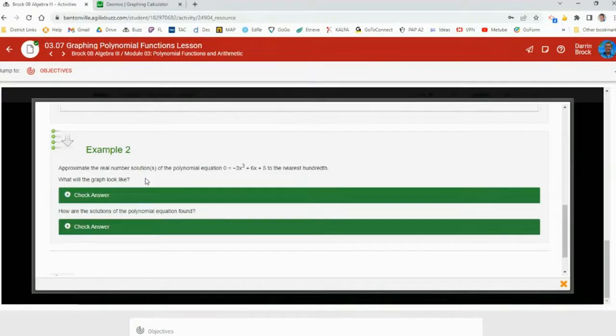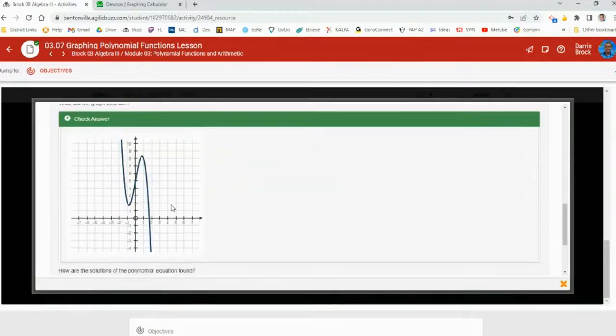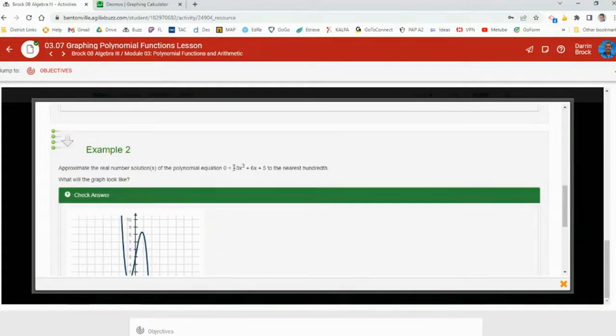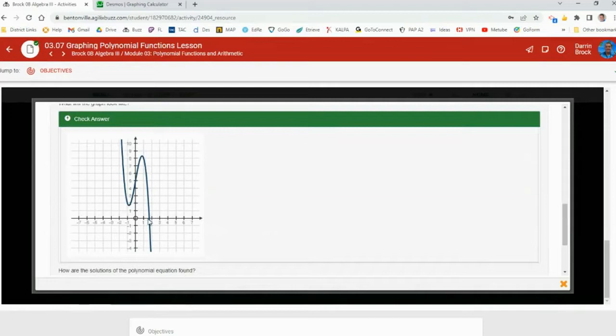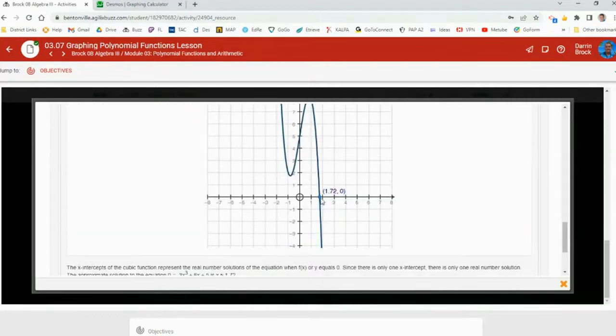Okay, so here's another one. Graph that to the nearest hundred, see what the graph will look like. Here's what the graph looks like. There's only one real solution, even though it's to the 3rd power. So it has 2 complex solutions. It has 1 positive real solution. And you can check it by seeing exactly what it equals. 1.72 is the solution when x equals 1.72.